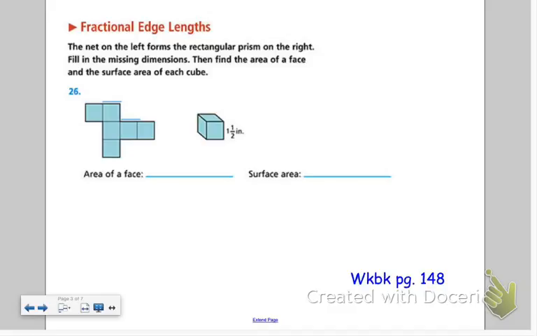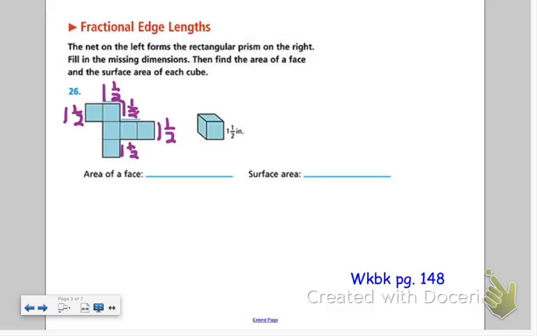Well, obviously, if this is a cube, every edge, every side is going to be exactly the same. So if this is 1.5, I know this is going to be 1.5, and this one, and this one, and that one. They're all going to be 1.5 inch side lengths. So what I want to do first is I want to find the area of just one face. I know that there's 6 faces, but let's find the area of just one.